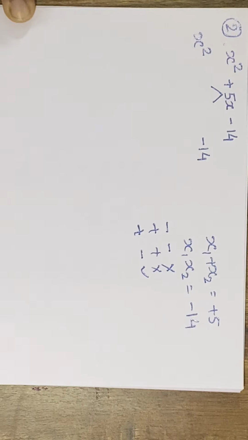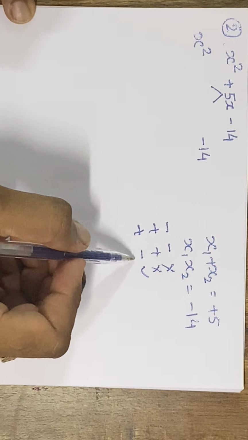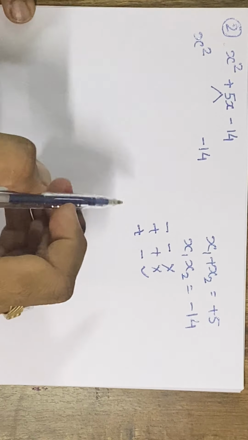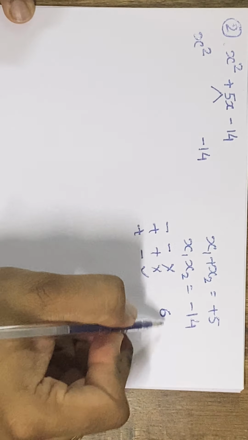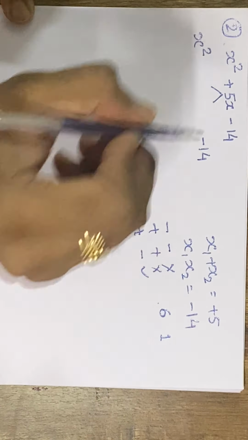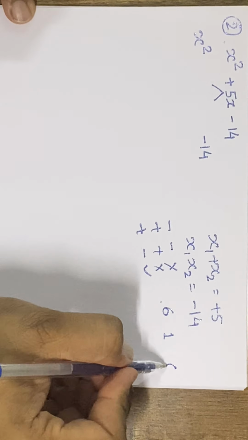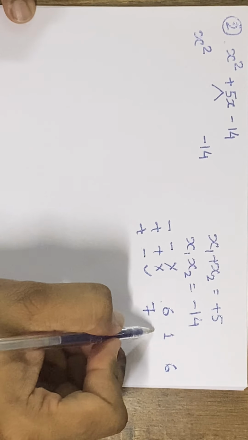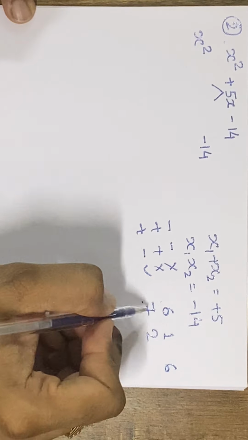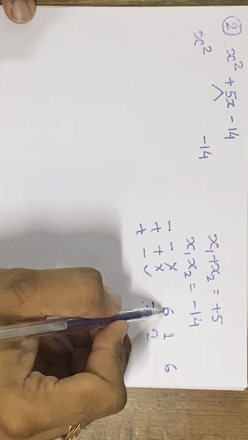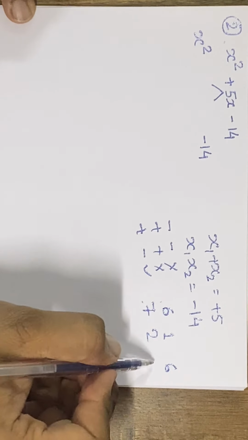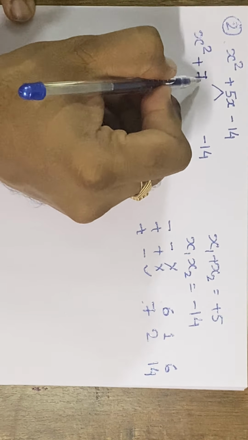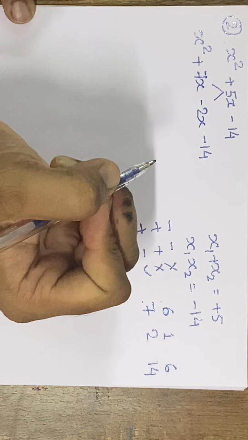Correct? Therefore, I have to start with a number greater than 5. So I can take one number as 6 and one number as 1. And I know that 6 minus 1 is 5, but 6 into 1 is 6. So I can again go and increase it, like 7 and 2, because the difference I'm always trying to keep between these two numbers is 5. So 6 minus 1 is 5, but here multiplication, 7 twos are 14. So I can write here plus 7x and minus 2x.